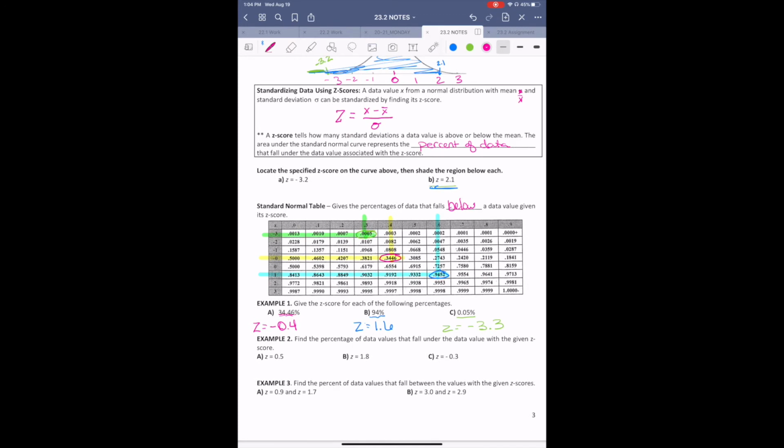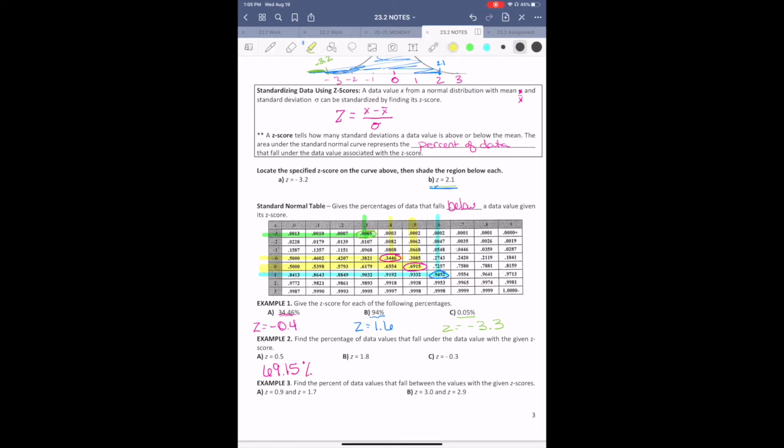Example 2 asks us to find the percentage. So for example 2, we are looking at a z-score of 0.5. So I'm going to go in and highlight 0.5. So here's my 0. Here's 0.5. And you can see that it falls at the percentage of 0.6915. So a z-score of 0.5 has a percentage of 69.15%.